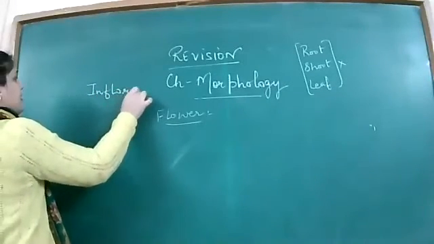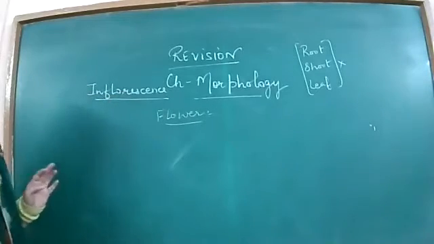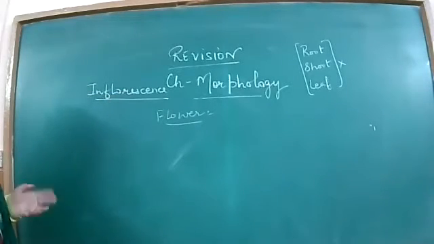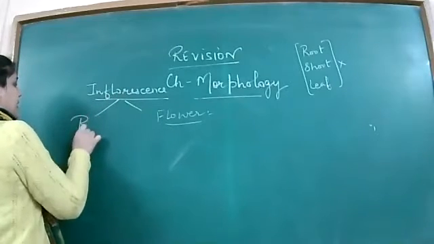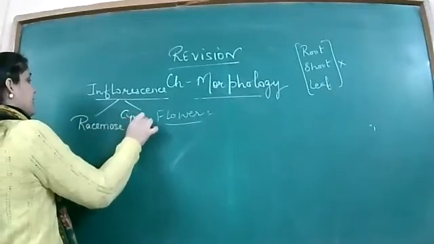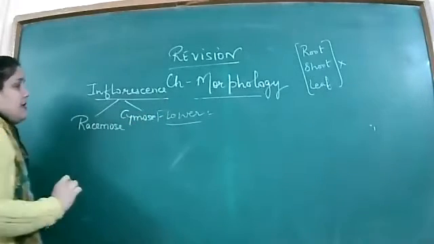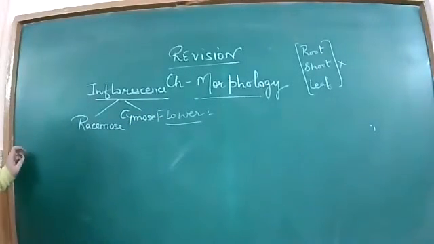What is inflorescence first of all? That is the arrangement of the flower over the stem. How the flowers are being arranged over the stem. So accordingly, these are of two types. That is the racemose inflorescence and the second is cymose inflorescence. So what is racemose inflorescence? Yes, first of all, what is racemose inflorescence?